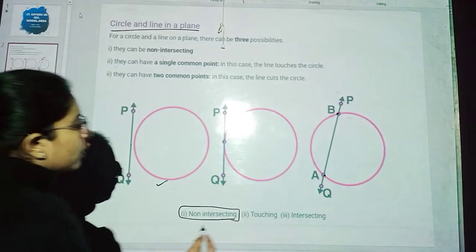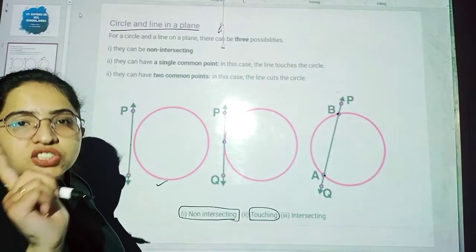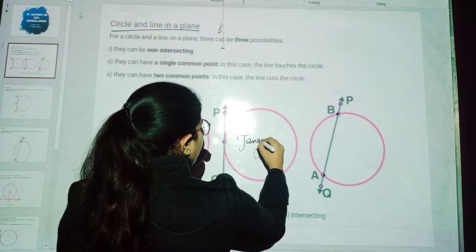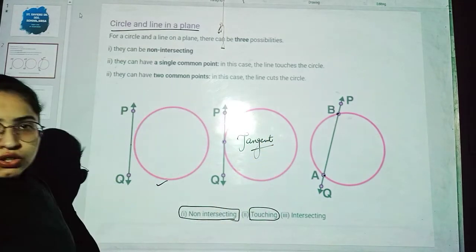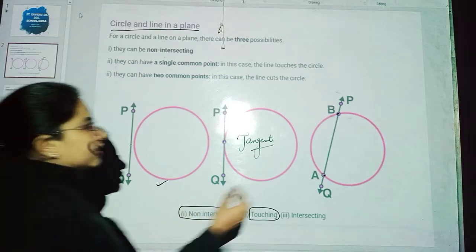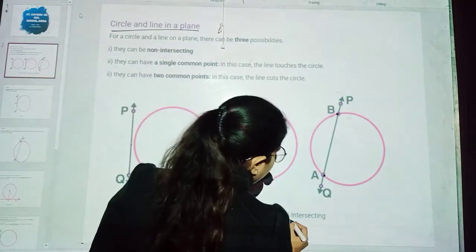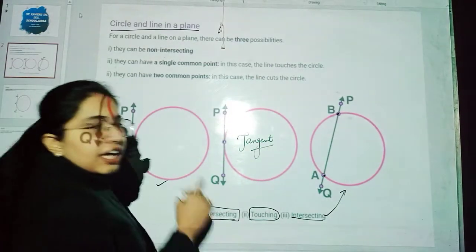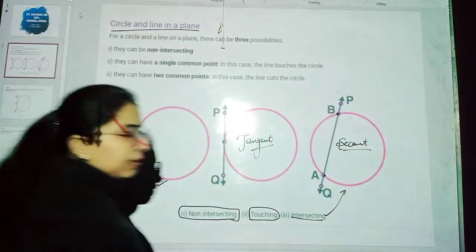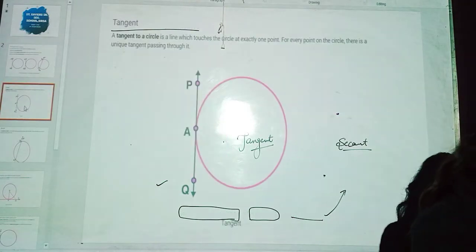The second condition is when a line touches the circle at one point only. This is called a tangent of the circle. You can call it a tangent. And when a line touches 2 points, meaning an intersecting line, this is a secant of the circle. There are three conditions and you must know about all of them.